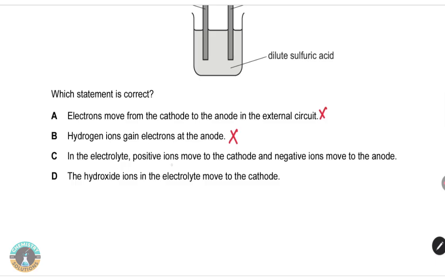In the electrolyte, positive ions move to the cathode, yes, and negative ions move to the anode, yes. Why? Because cathode is the negatively charged electrode and anode is the positively charged electrode. D. The hydroxide ions in the electrolyte move to the cathode. No, they move towards the anode because it is positively charged and they have to move towards the anode, not the cathode.